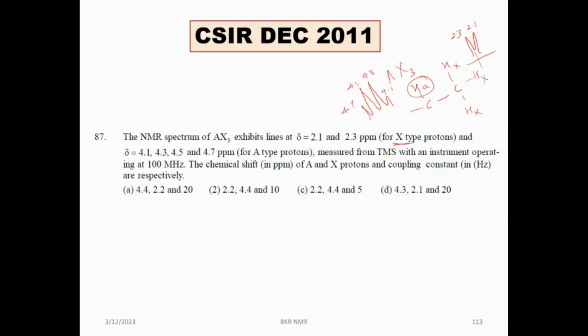Can anyone tell me what is the chemical shift of this? This is A, this is X. Now this is given as X, this is X and this is A. X is given as 2.1 and 2.3. A is given as 4.1, 4.3, 4.5, 4.7. Could anyone tell me what is the chemical shift of A and chemical shift of X?